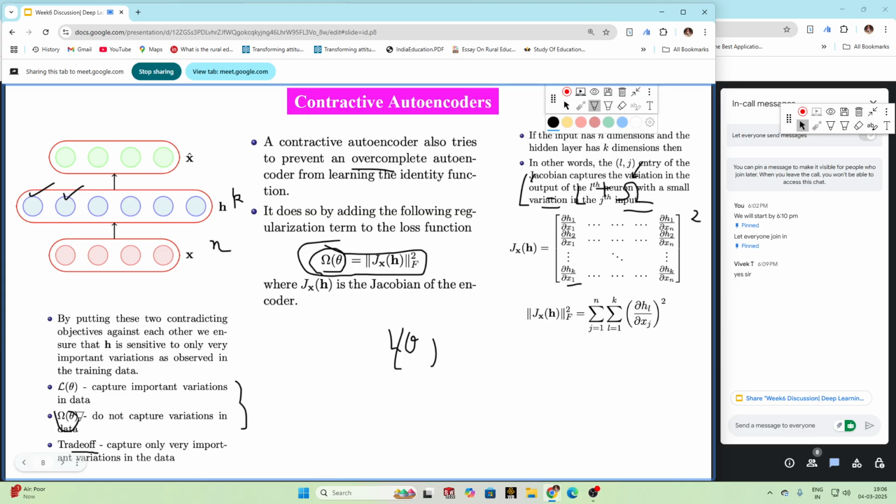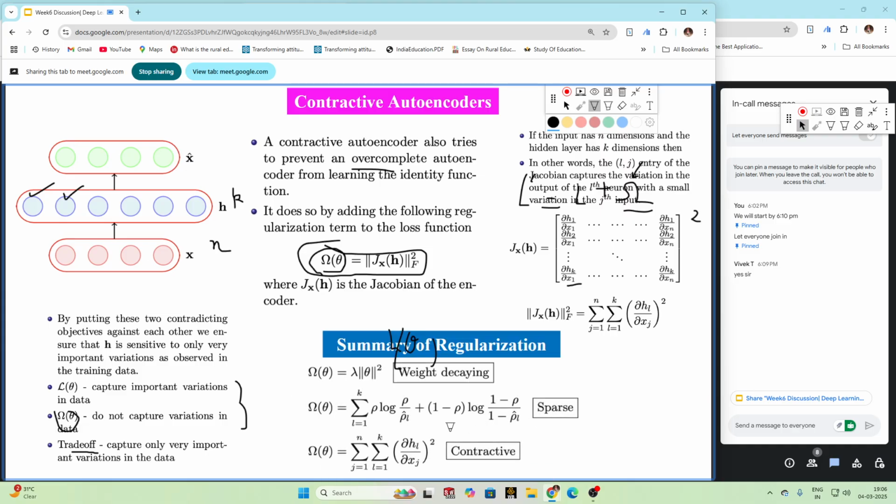We cannot say that sigma theta will be very large. In that case, our model will not be able to capture important variation of the data, and that will be ineffective. But we have to keep it in such a way that we only use it for regularization purpose, so that our model can also perform better on unseen data, that is a validation set or a test set. Okay, so this is the concept.